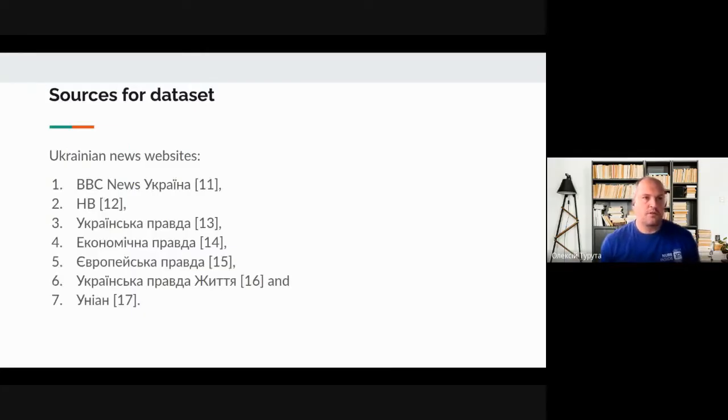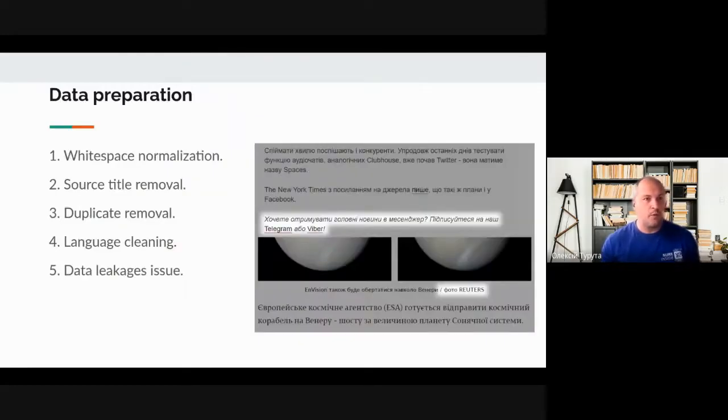Now the sources for our dataset. We downloaded news from famous Ukrainian news sites. It's 7 sites, and we tried to download news for the last couple of years. It's a little less than 100,000 texts. And we had to prepare the data for the dataset.